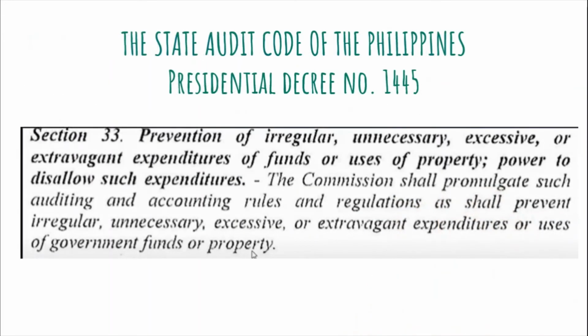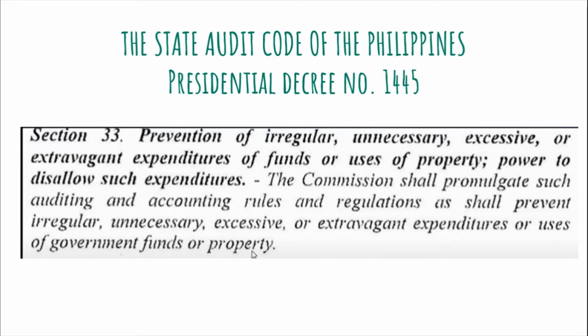Moreover, according to Presidential Decree number 1445, or the State Audit Code of the Philippines, Section 33, prevention of irregular, unnecessary, excessive, or extravagant expenditures of funds or uses of property, power to disallow such expenditures. The Commission on Audit shall promulgate such auditing and accounting rules and regulations as shall prevent irregular, unnecessary, excessive, or extravagant expenditures or uses of government funds or property.